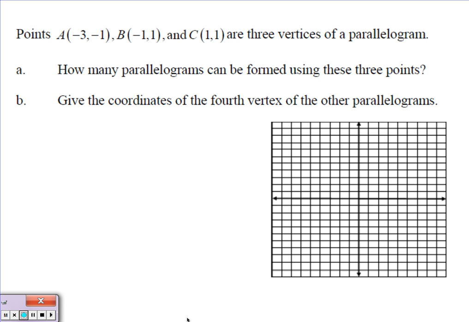Okay, points A, B, and C are three vertices of a parallelogram. So I'm probably going to start by graphing these 3 points. So I've got (-3, -1), (-1, 1), and (1, 1). Your goal right now is to figure out how many parallelograms could be formed using these 3 points.